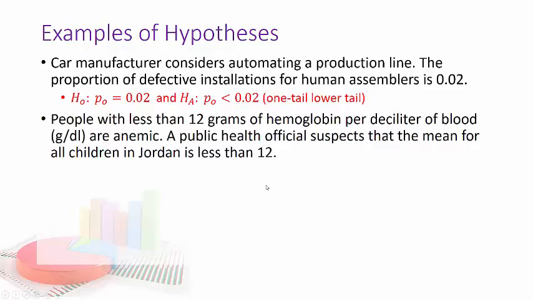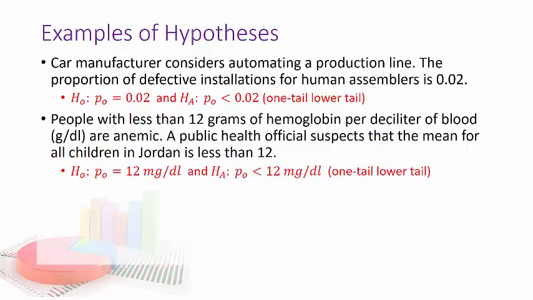People with less than 12 grams of hemoglobin per deciliter of blood are anemic. A public health official suspects that the mean for all children in Jordan is less than 12. All right? So our null hypothesis is that people are not anemic, that they do have 12 grams per deciliter. I'm not too worried about more than, okay? My alternative is that they are anemic, that they have less than 12 grams per deciliter. So this is also a one-tail, lower-tail test.